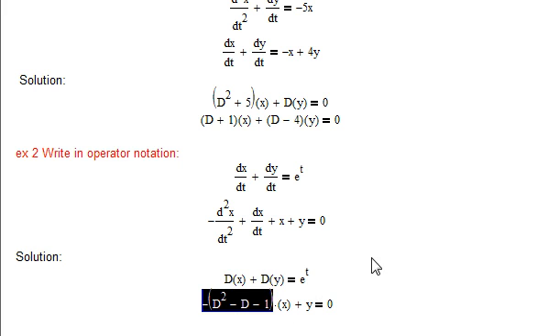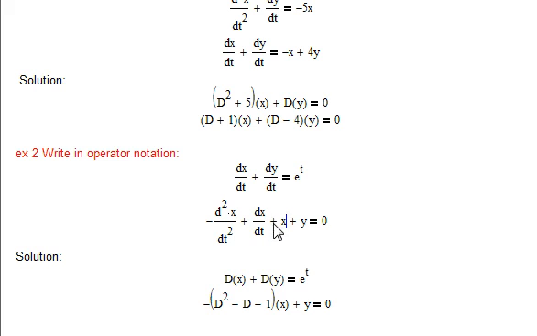Notice I put it in parentheses, so it switched this sign and this sign, because I factored out that negative sign. But there it is. There is this system written in operator notation.